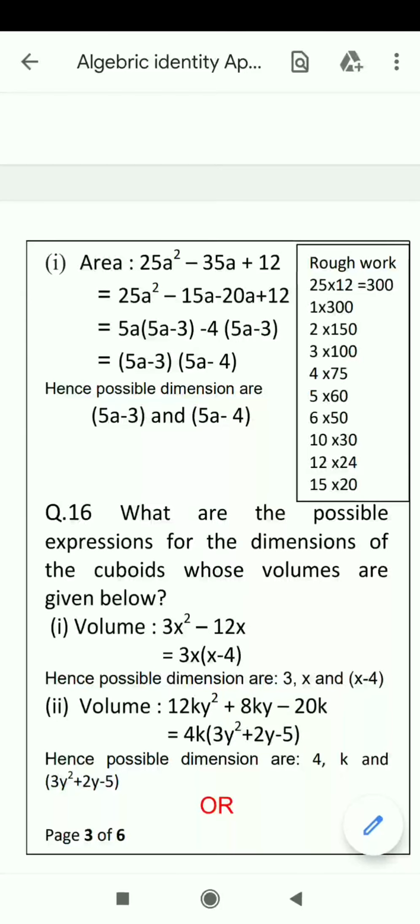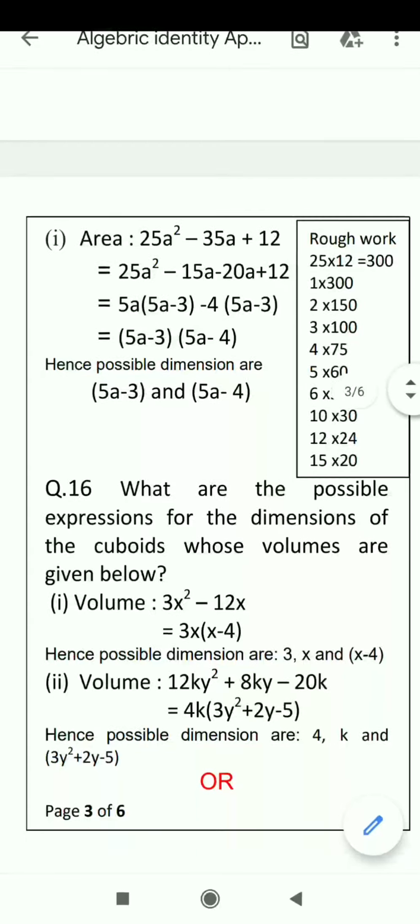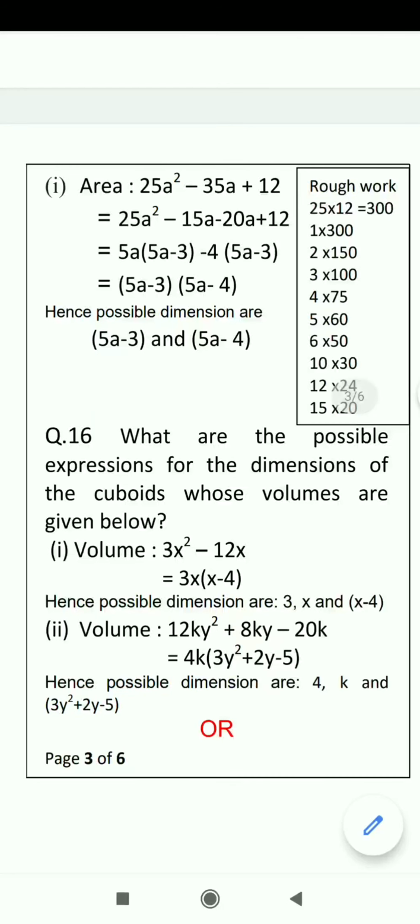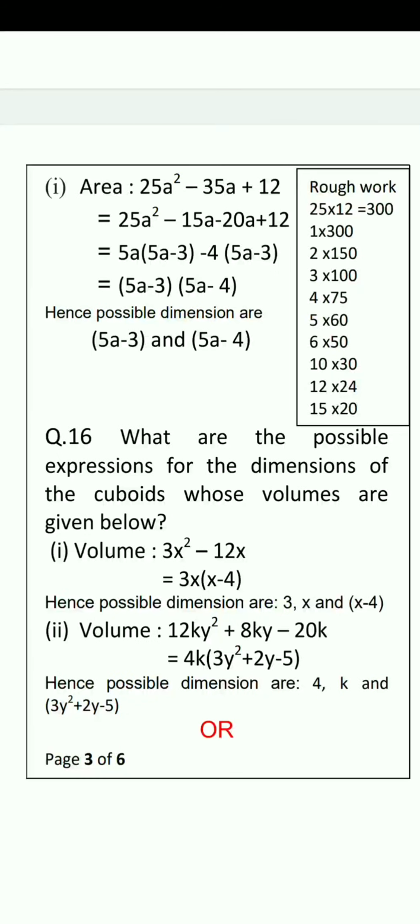For splitting the middle term, first multiply 25 and 12 in the rough column, and you will get 25 into 12, 300. Now write down all the possible factors of 300: 1 into 300, 2 into 150. Write down all such possibilities and check in which case the sum we are getting is 35. You can check at the last, 15 and 20. Product is 300 and their sum is 35. So we write 25a square, and for 35 we write minus 15a minus 20a. So 25a square minus 15a minus 20a plus 12.